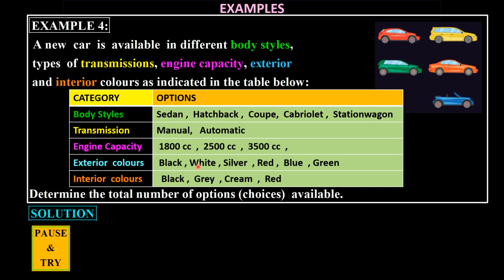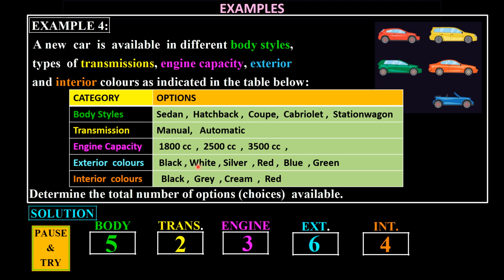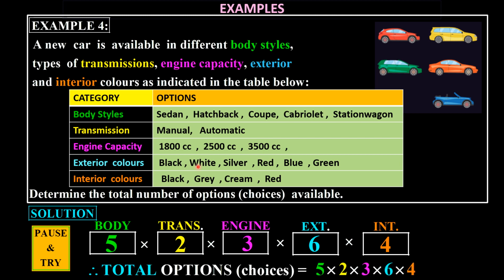So we have the body style, it's 5 options, and then the transmission, that we have 2, and for the engine we have 3, and for the exterior colors you can count there 1, 2, 3, 4, 5, 6, and for the interior colors we have 4. These are independent events, so we can apply the product rule. So you find the product of 5 times 2 times 3 times 6 times 4. So the total number of options here is 5 times 2 times 3 times 6 times 4. Maybe you need a calculator, but it's also possible to do it without. And there we have a total of 720.